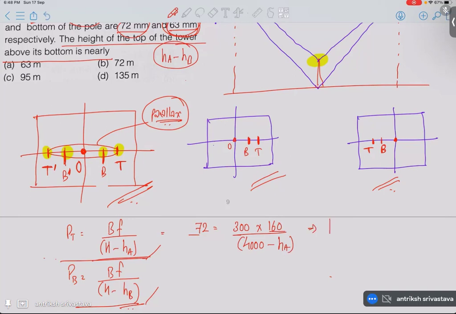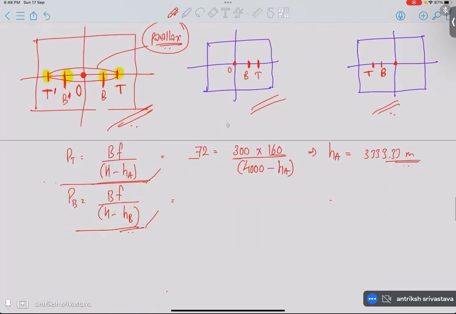So if you solve this, what is the value of HA you are getting? Can anyone solve and tell me? I will also solve, but if you can do it quickly, we can save some time. So we have HA 3033.33 meters. Please let me know if you are getting something else.